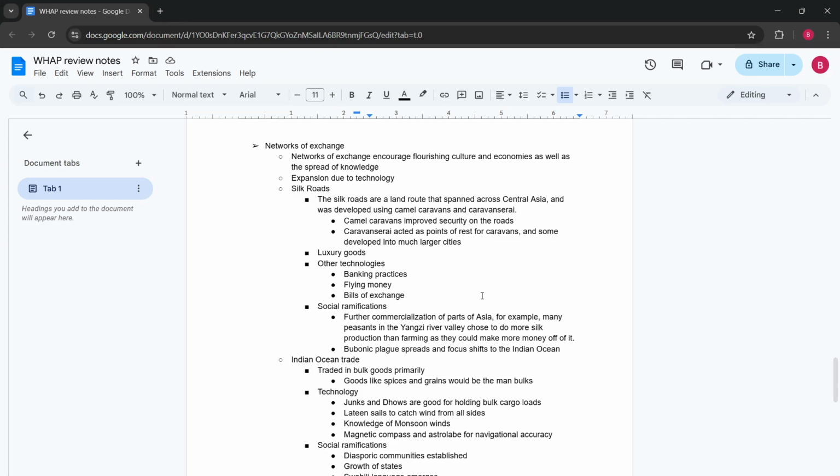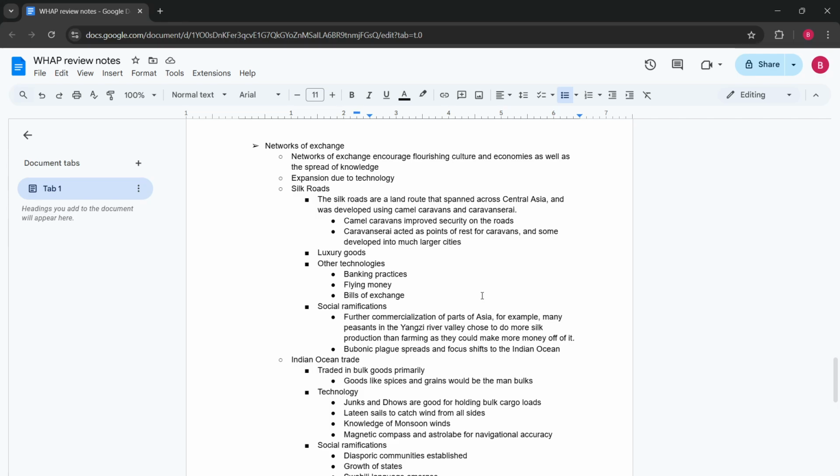However, other technologies that did help were banking practices, flying money, and bills of exchange, which all helped produce a money economy where even though you're still technically trading, you're using one government-approved form of currency that acts as a sort of universal way to buy things. Whereas before they would use a barter economy that was more like, I'll give you X if you give me Y. Now it's just, I'll give you X if you give me the cost of X.